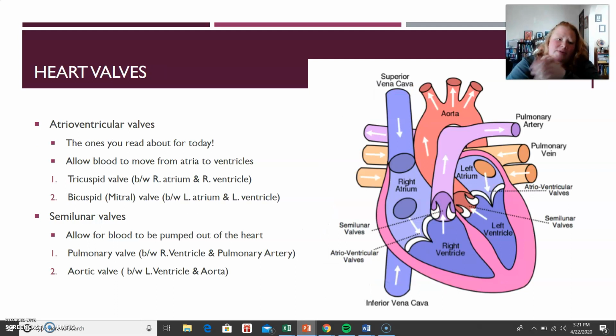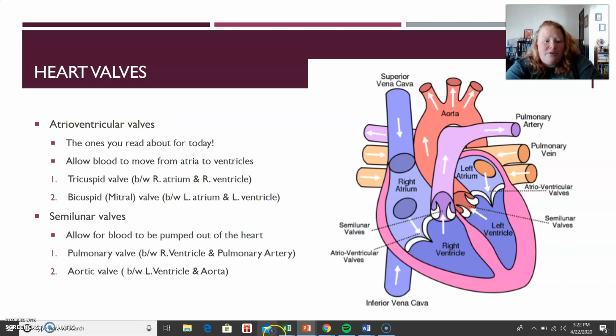Okay, valves. We talked about these a little bit. You read about atrioventricular valves today. Notice you have the word atrium and ventricle in there. They allow blood to move from your atria to your ventricles. You have your tricuspid valve, which has 3 flaps, and it is between your right atrium and right ventricle. And then you have your bicuspid valve, also known as your mitral valve. So 2 flaps, bicuspid, and it moves blood from left atrium to left ventricle.